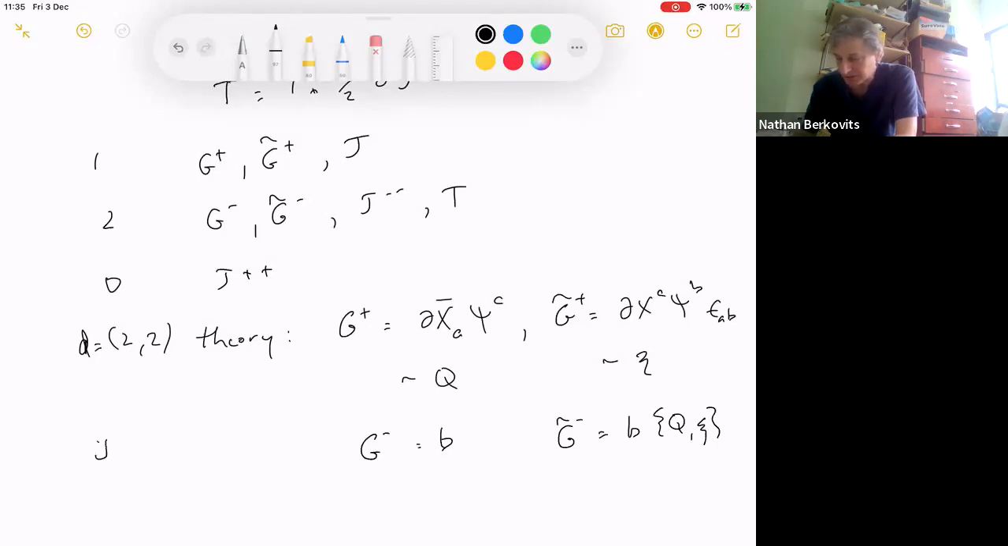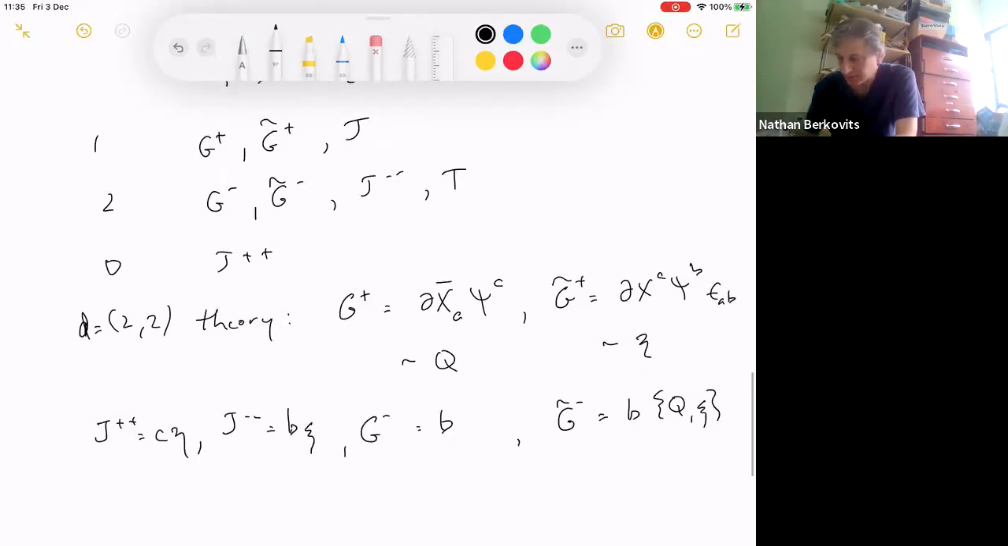J plus plus in this case is equal to C eta, and G minus minus is equal to B C. And here you find that J is precisely what I told you before it was. So it's the ghost number. So you can think of the RNS string, at least the Neveu-Schwarz sector of the RNS string, as being an N equals 2 superconformal field theory with C equals 6.